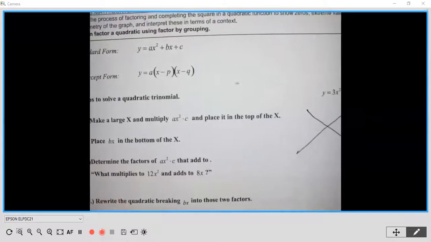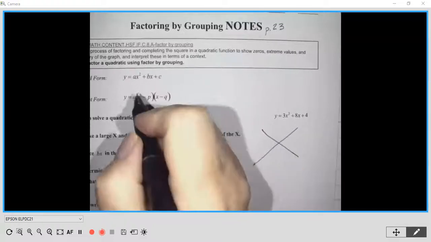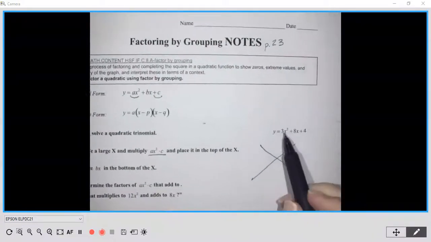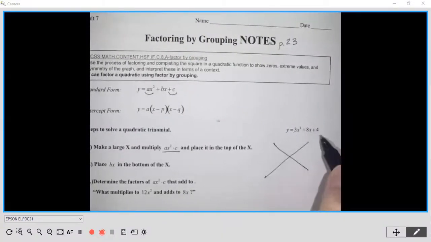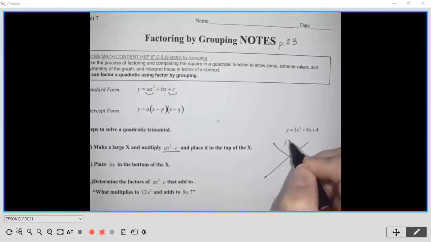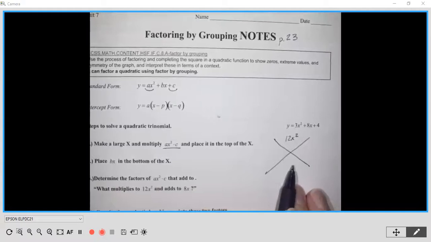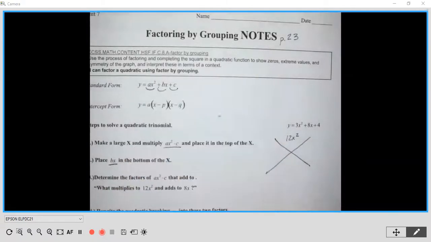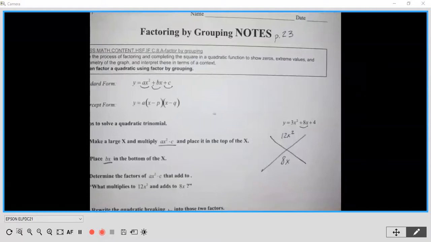Okay, and then in that X, in the top portion, we're going to put ax squared times c. So that's going to be our first term times our third term. So in this trinomial, that's going to be 3x squared times 4. Well, what is 3x squared times 4? 12x squared. Okay, in the bottom of the X, we're going to put the bx, which is the middle term, including its sign. So that's a positive 8x. I don't need to write the positive, but if it were a negative, I would write the negative sign.